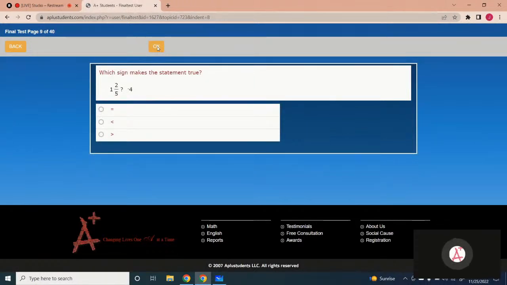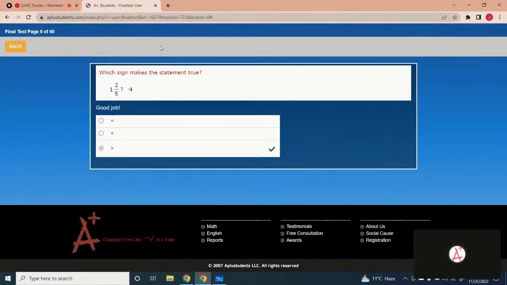Okay, 1 whole 2 by 5 is greater than negative 4 or less than negative 4? Negative numbers are always smaller than the greater one. So 1 whole 2 by 5 is greater than negative 4. Got it? Because 4 is negative. So 1 whole 2 by 5 is greater than negative 4. Got it?